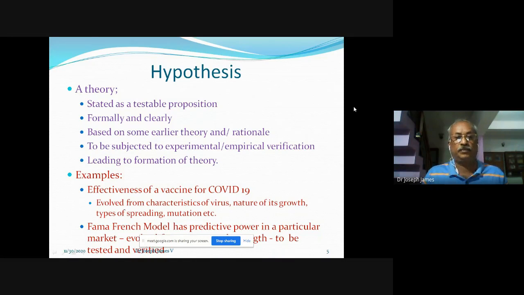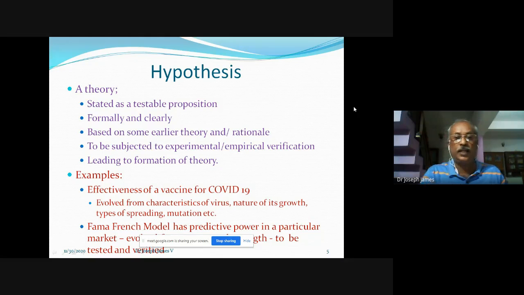For example, the effectiveness of a vaccine for COVID-19 evolved from the characteristics of the virus, the nature of its growth, types of spreading, mutation, etc. All these have to be studied well, and you have to scientifically derive a vaccine.